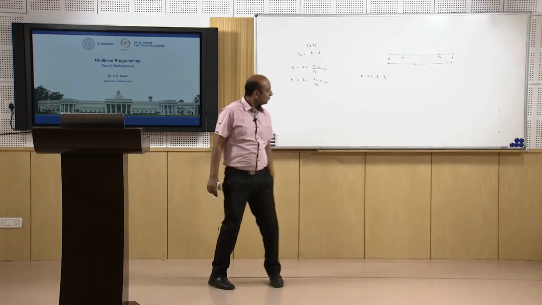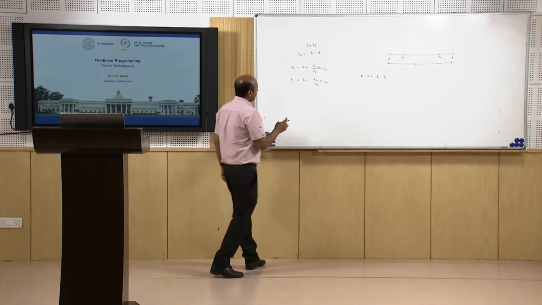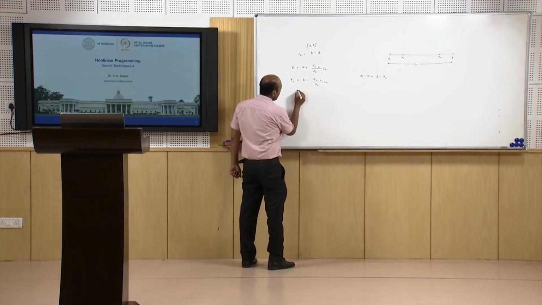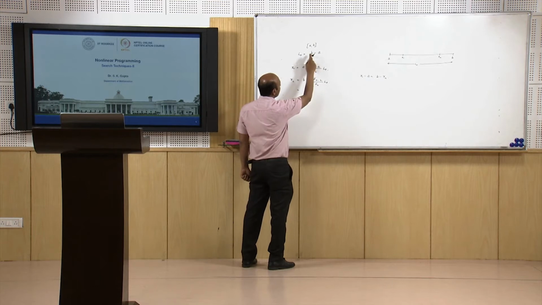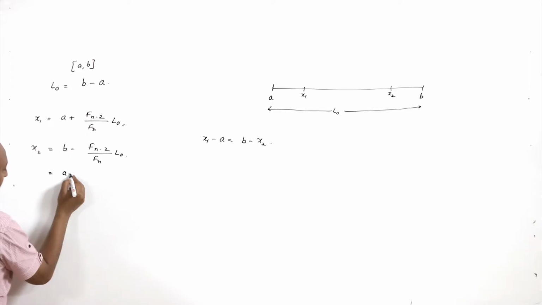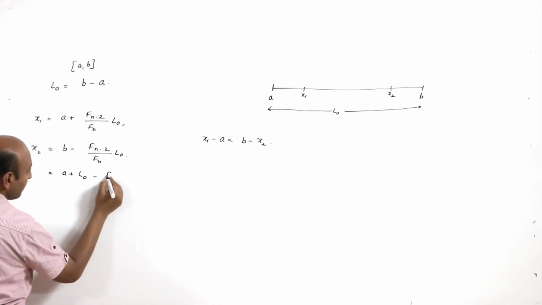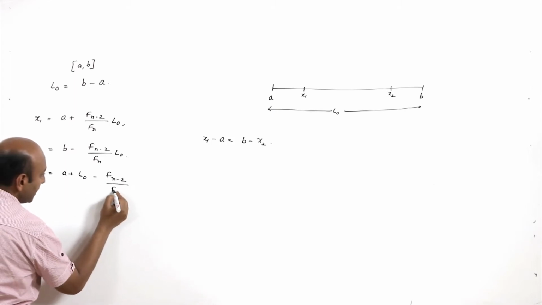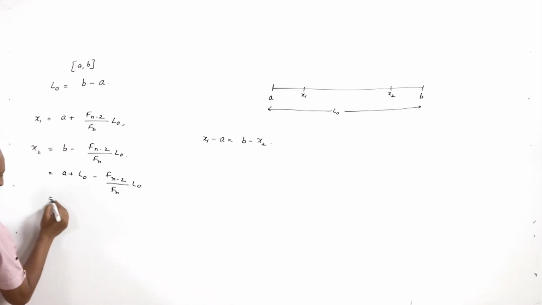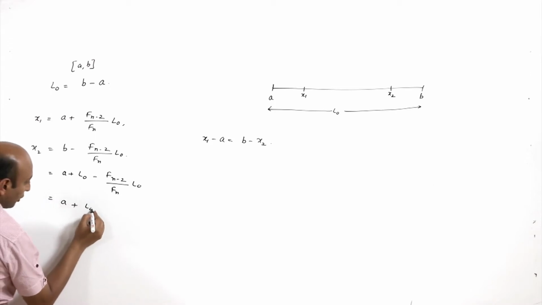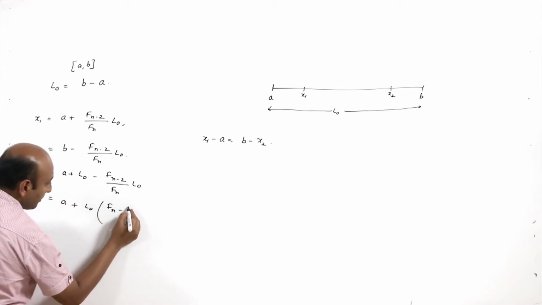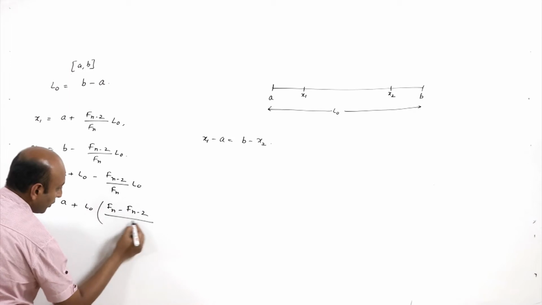Now again if we try to solve this further, what is b from here? It is L0 plus a, that is a plus L0 minus F(n-2) upon F(n) into L0. So that is equal to a plus, taking L0 common, F(n-2) upon F(n).